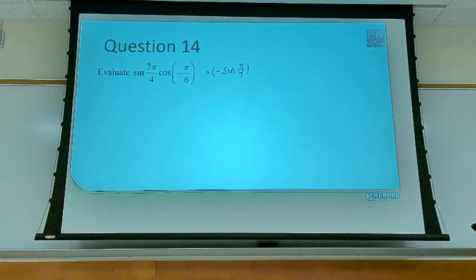Reference angle from negative pi over 6 is pi over 6. What quadrant is negative pi over 6 in? The fourth quadrant. Right? It's a clockwise rotation of pi over 6, so it just drops down to the fourth. Is cosine positive or negative in quadrant 4? Quadrant 4 is positive. Which, by the way, is just the even property of cosine. I know what sine pi over 4 is, I know what cosine pi over 6 is, so I'm done.